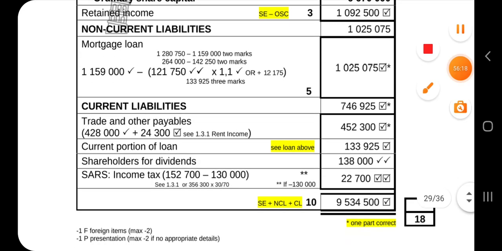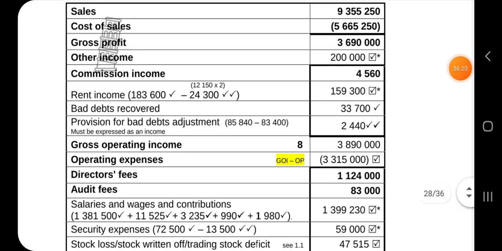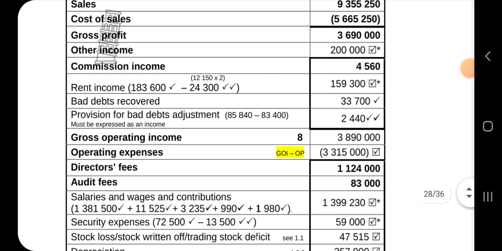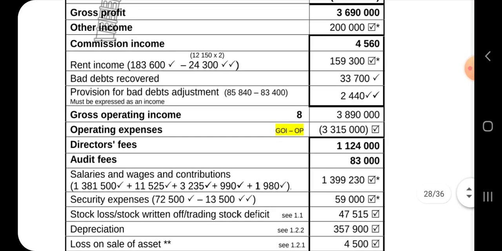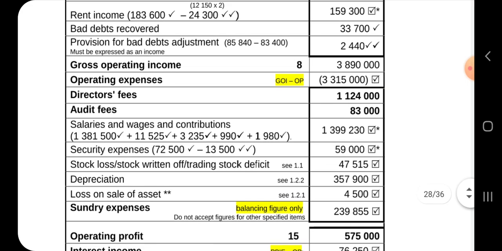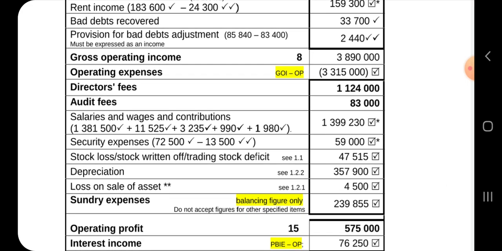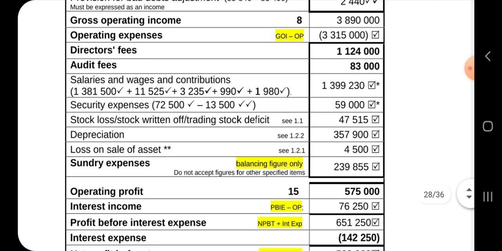Sales, cost of sales, gross profit is already calculated. Other income, gross profit, then commission income. So you've got rent income, bad debts, provision for bad debts, and then gross operating income. Operating expenses, directors fees and audit fees have already been entered. The depreciation that we calculated, you also enter it, and the loss on sale of asset, you also write it down.